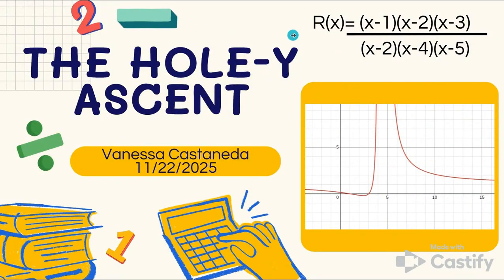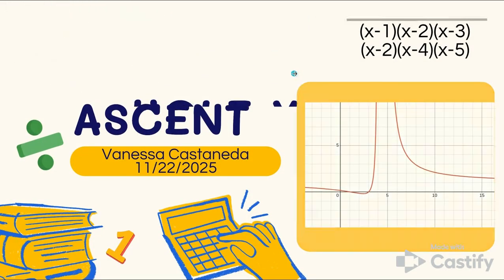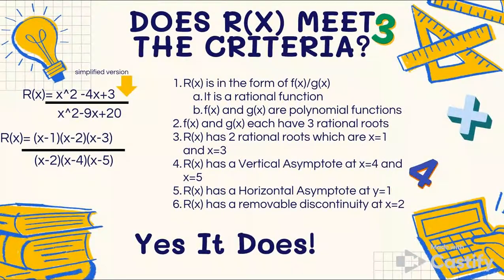So my function is r of x equals (x minus 1)(x minus 2)(x minus 3) all over (x minus 2)(x minus 4)(x minus 5). And here is an image of my graph from Desmos. So does r of x meet the criteria?